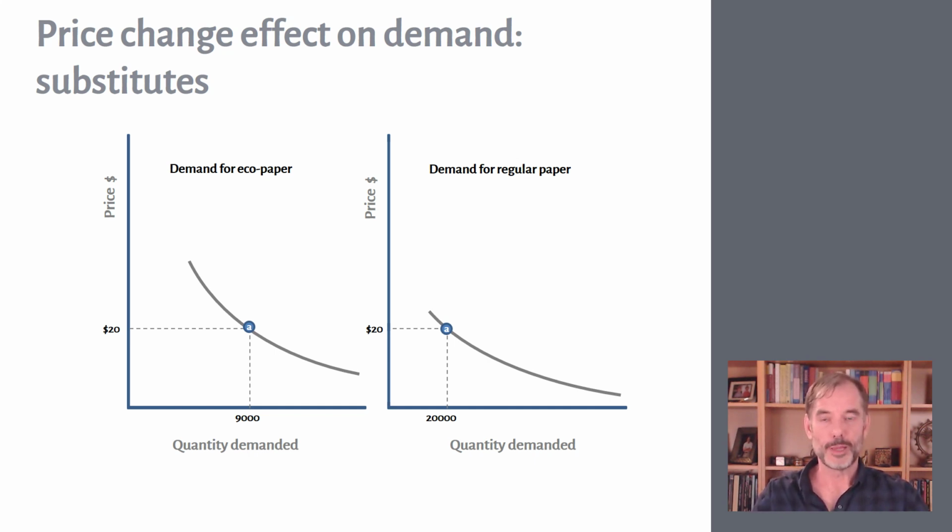So eco paper costs more to make. People like it, but it does cost more. And then over here on the other side, I have regular paper. So let's look at these two different demand curves.